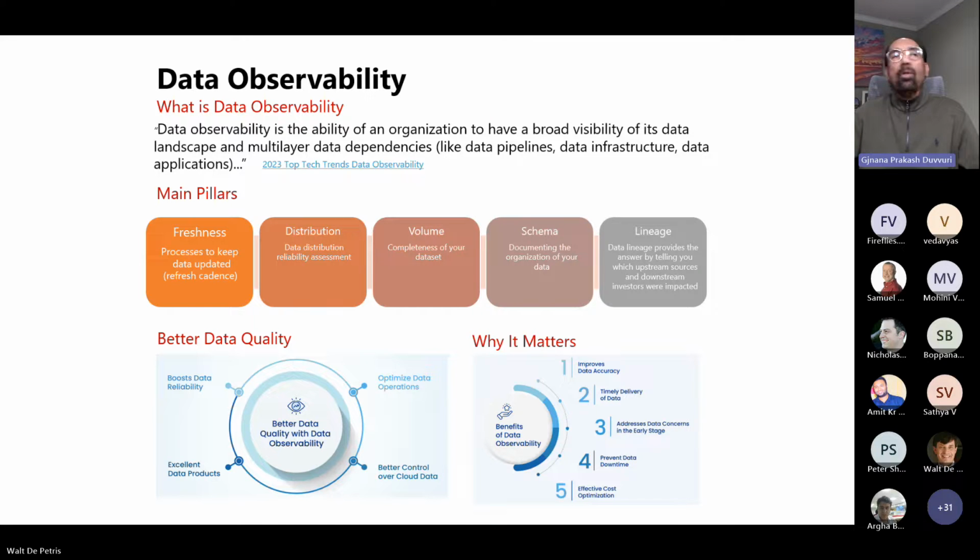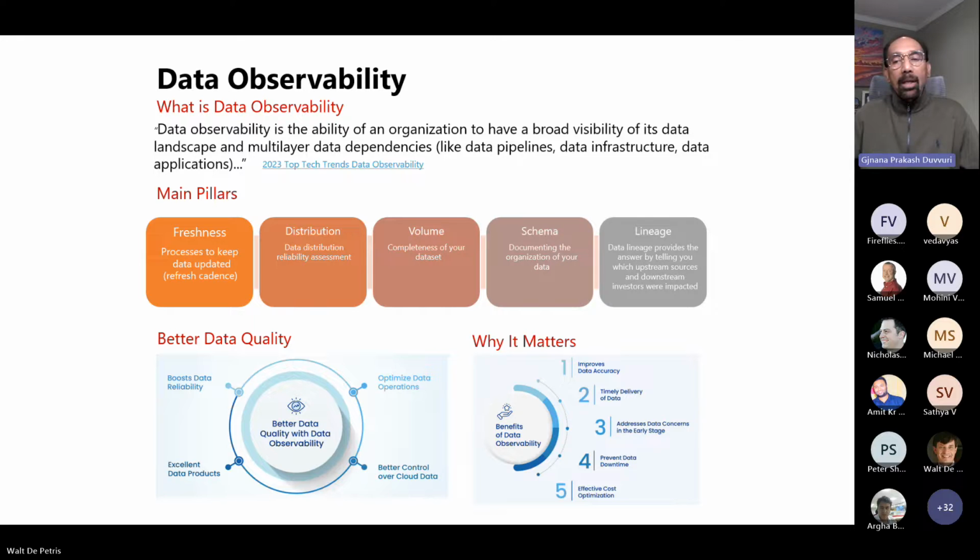But it has 5 main pillars. One is freshness, the process to keep data updated in a freshness cadence, maybe 1 day updates, refresh, or every hour difference. What are the dependencies of the data? How do we refresh? This is the reference cadence it gives. And distribution. What is the data distribution, the reliability assessment? When I'm loading the data, my batches, how reliable is this data loading, exactly which tables it has to go to, where it has to go, is it exactly going or not.